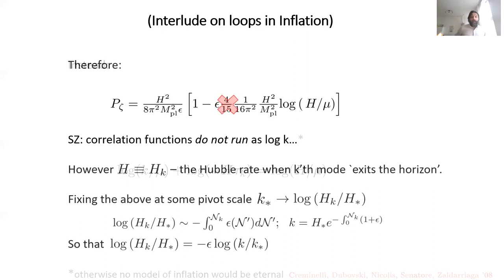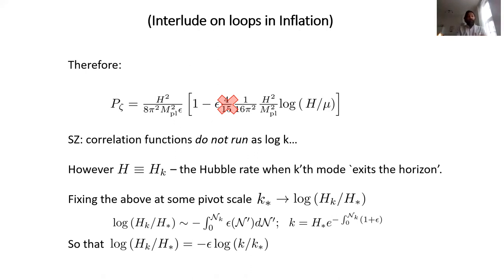Now, a moment's reflection would tell you that that is also absurd, that that cannot be true. In fact, the only way correlation functions cannot run is if you are at a fixed point of the theory. And so there's an implicit scaling symmetry at work, which is certainly true in this case. You have a dilatation symmetry.